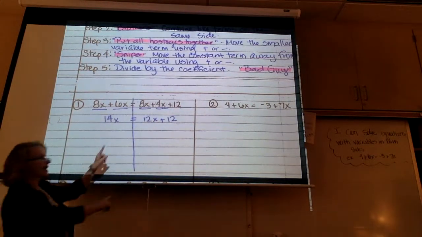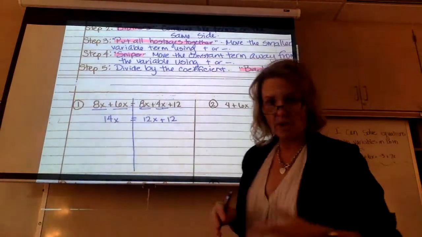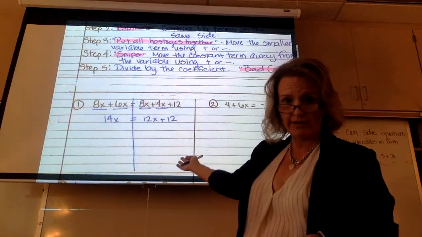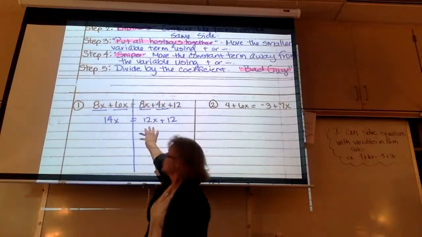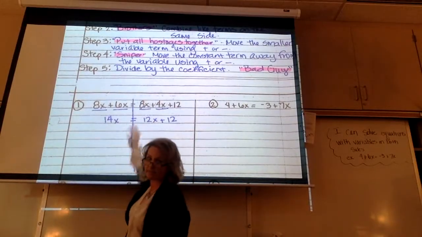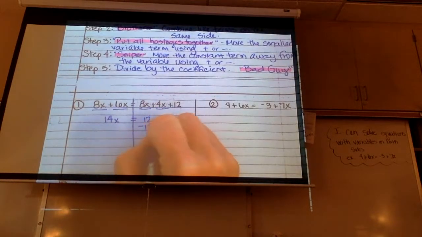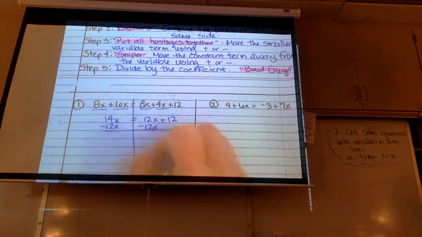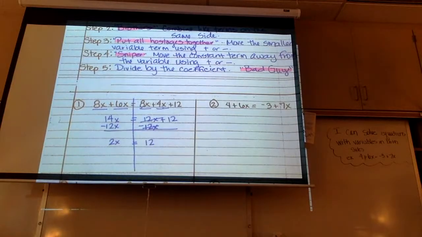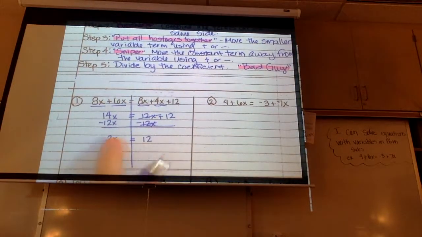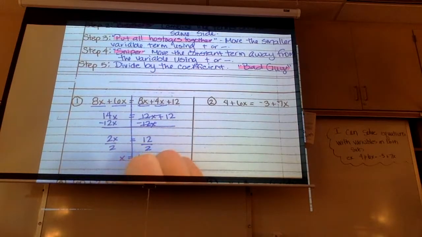Okay, so notice now that I have x's on both sides. So I'm going to ask myself, which one is smaller? Got 14 or 12? Let's move the 12, because that one's smaller. This is the smaller group of hostages. So I'm going to subtract 12, because that's a positive 12. So I'm going to minus 12 on both sides. Minus 12x. Get down there, I got 2x equals 12. And then I divide by the bad guy to get that hostage free. So x equals 6.